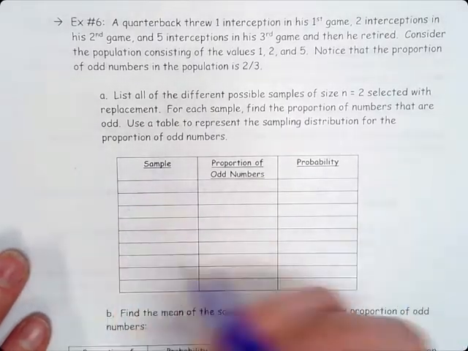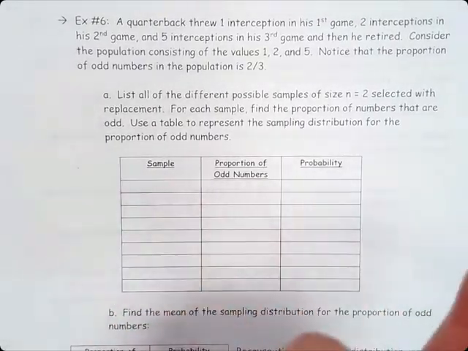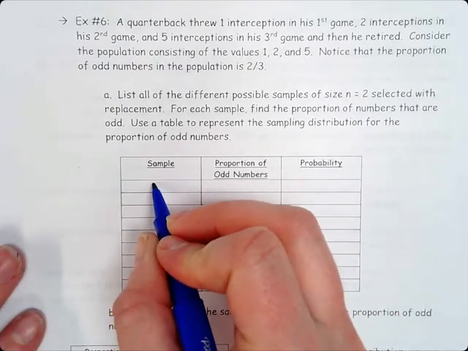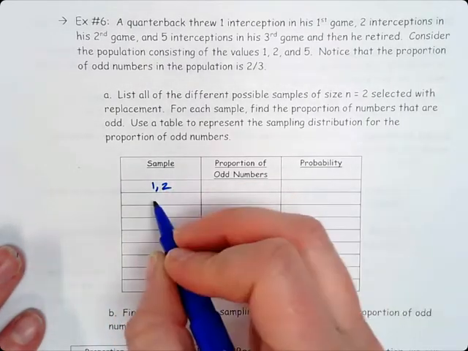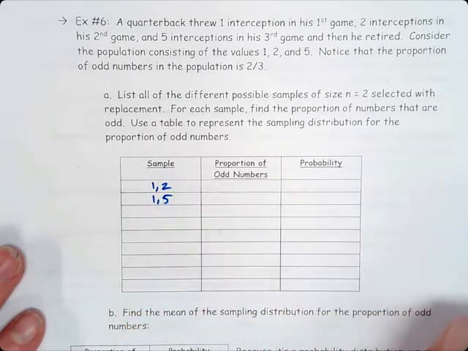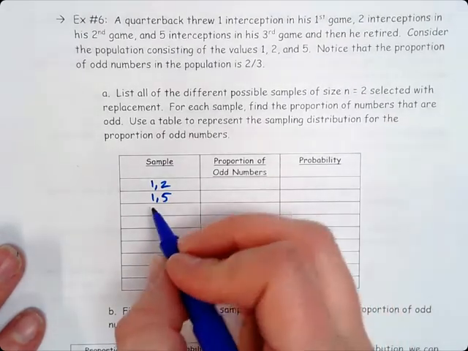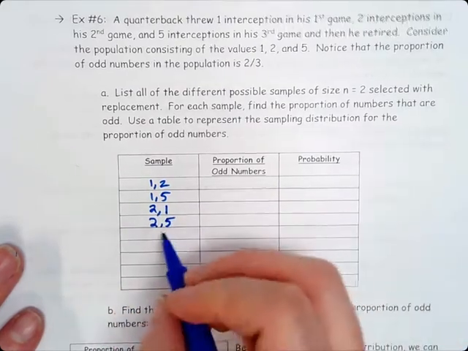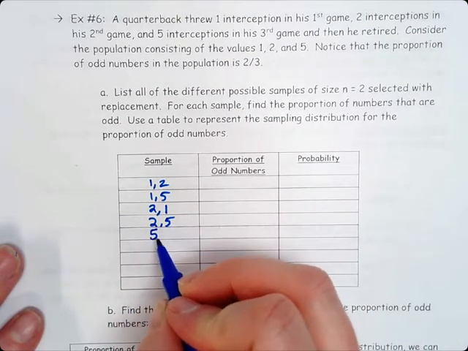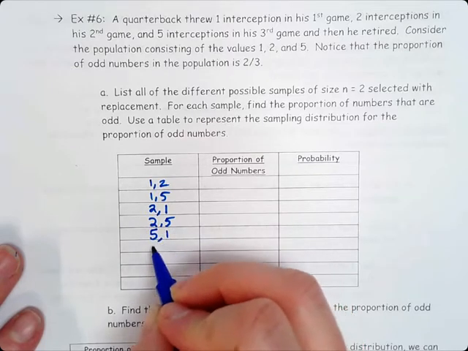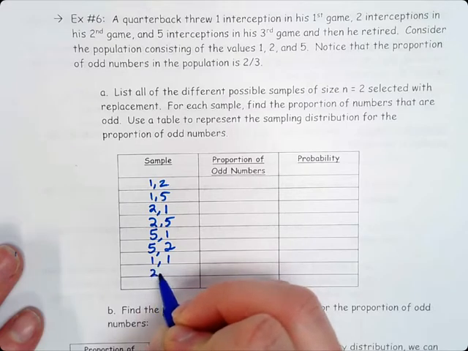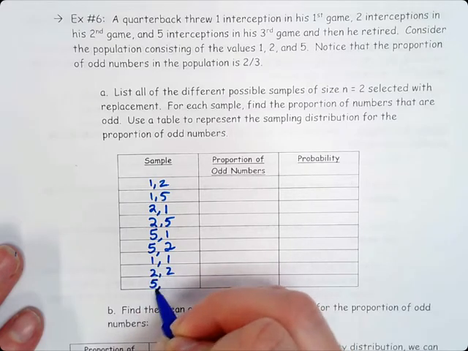So this is similar to that last one when you had the ages, the 1, 2, and 5. So we can list those out again. And it's with replacement. So 1, 2; 1, 5; 2, 1; 2, 5; 5, 1; 5, 2; and then 1, 1; 2, 2; 5, 5.